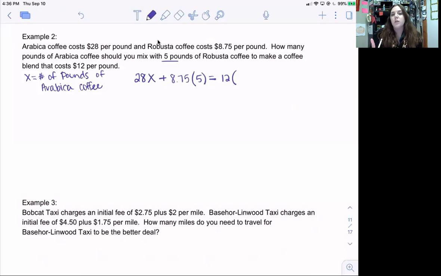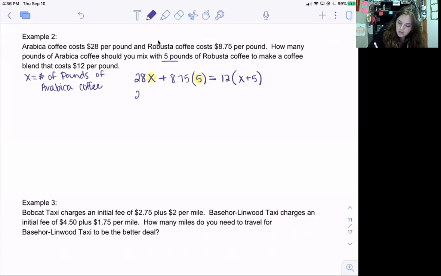Okay, so here's the tricky part. We're looking at Arabica coffee. We don't know how many pounds it's going to be, plus the 5 pounds of the Robusta coffee. So over here on the right, we have to include both of those. So X plus 5, because that represents the total amount of pounds of coffee when we combine the two together. So now we can just simplify and solve as we normally would.